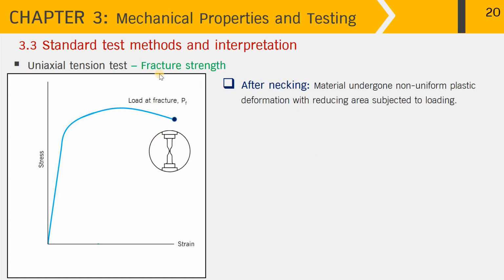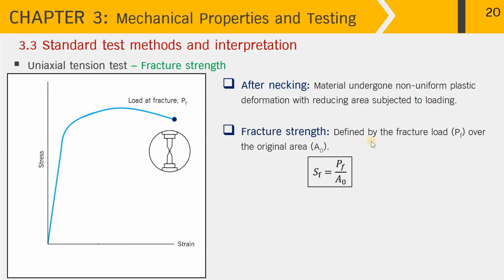And finally, we arrive at fracture strength. After necking, materials undergo non-uniform plastic deformation with reducing area subject to loading. And here we have the fracture strength, defined by the fracture load over the original area, as you can see from this expression. The significance of the fracture strength is the consideration of prevention against failure. So overall, we have the strength at different stages of tensile loading: first the yield strength, then the maximum strength, and the fracture strength. Whatever stress level you want to find, you just find the load at that stage divided by A0. And that's for the strength.